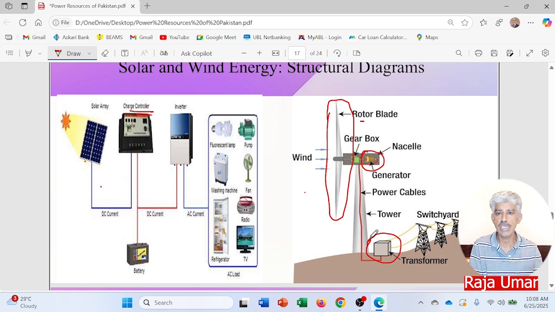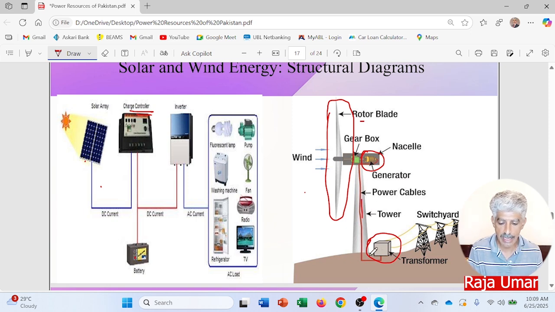We have talked about these in the hydroelectric power generation as well, and we have talked about them in the thermal power stations as well. We have talked about them in the nuclear power stations as well, and here we are also talking about the same in the solar power generation. So turbine, generator and transformer, these things are a must in every power generation process.